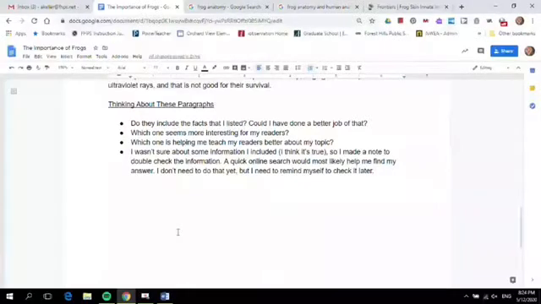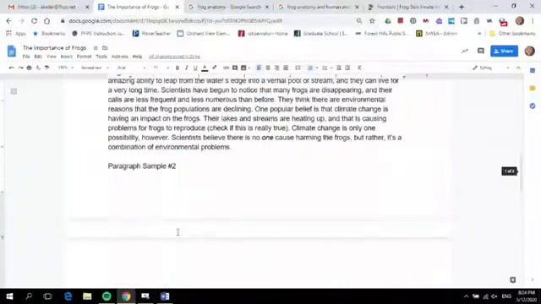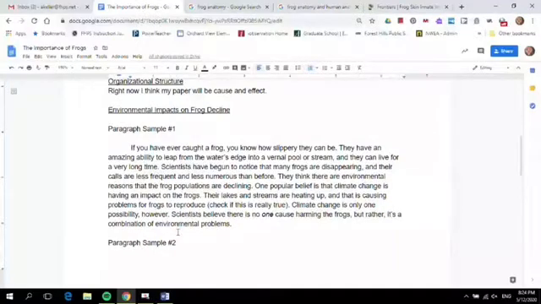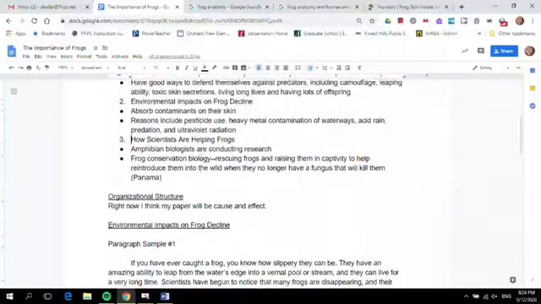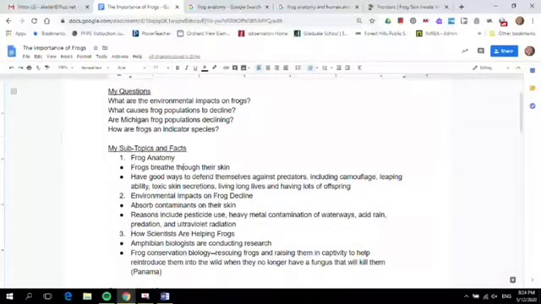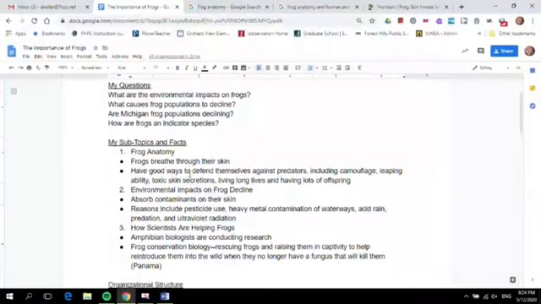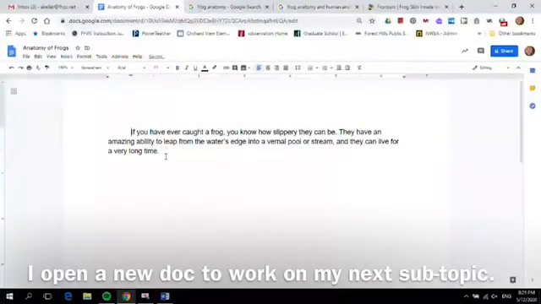So the questions that I would go over: do the paragraphs include the facts that I listed? Could I have done a better job of that? I'm noticing that I could. Which one seems more interesting for my readers? I'm kind of leaning toward paragraph 1 because it talks about catching a frog and how slippery they can be, but I'm wondering if those elements would be better in a paragraph about frog anatomy and frogs breathing through their skin. I really like that idea of drawing the reader in.